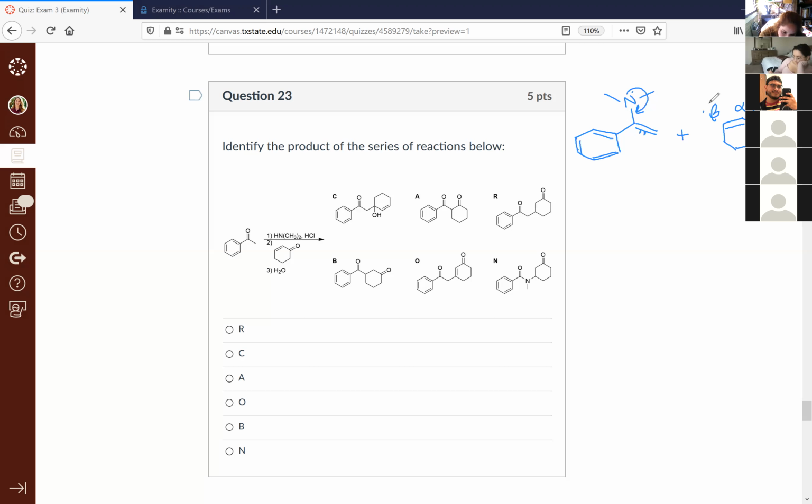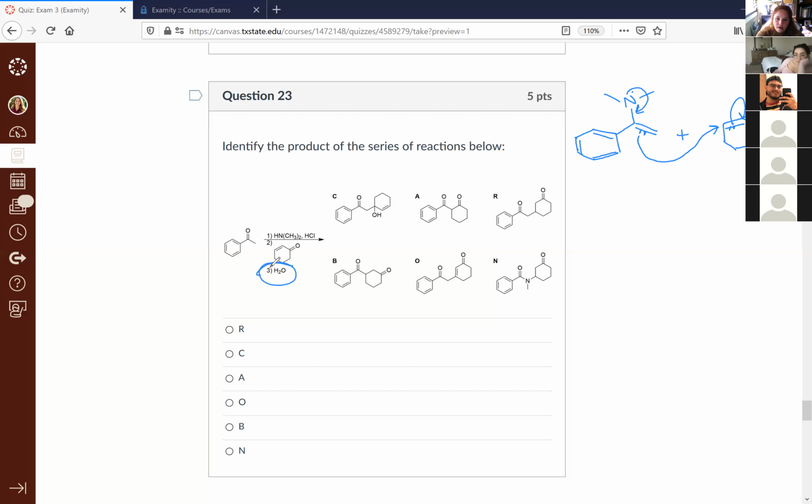Let me erase the beta, alpha, and C there. And then we attack here. I'm going to go ahead and just put the electrons here so that it's easier for us. So this is a Michael addition. And then we're following it up with water. So we're going to end up getting rid of the aminium ion that we're about to form. So we're going to end up with a ketone.